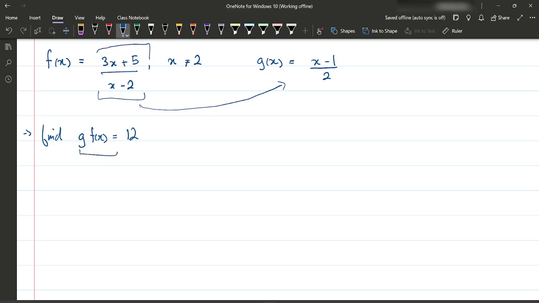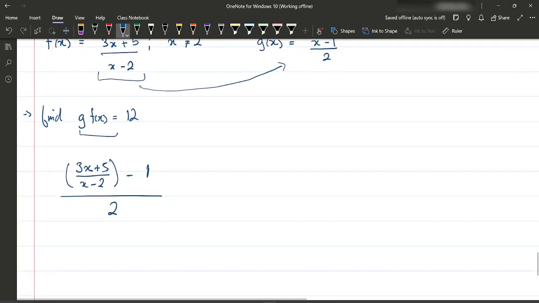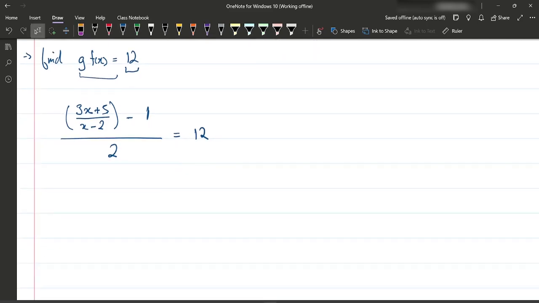So well, let's start. 3x plus 5 over x minus 2, that'll be minus 1, all over 2. Okay, so by the way, don't forget that it's also equal to 12. So that means we're actually going to be looking for an x value. Okay, so you should probably have your calculator out by this point.